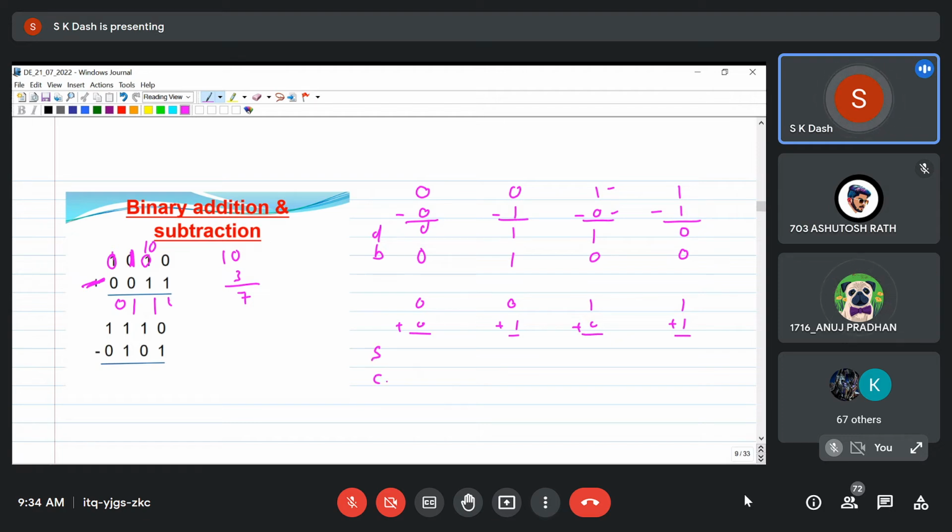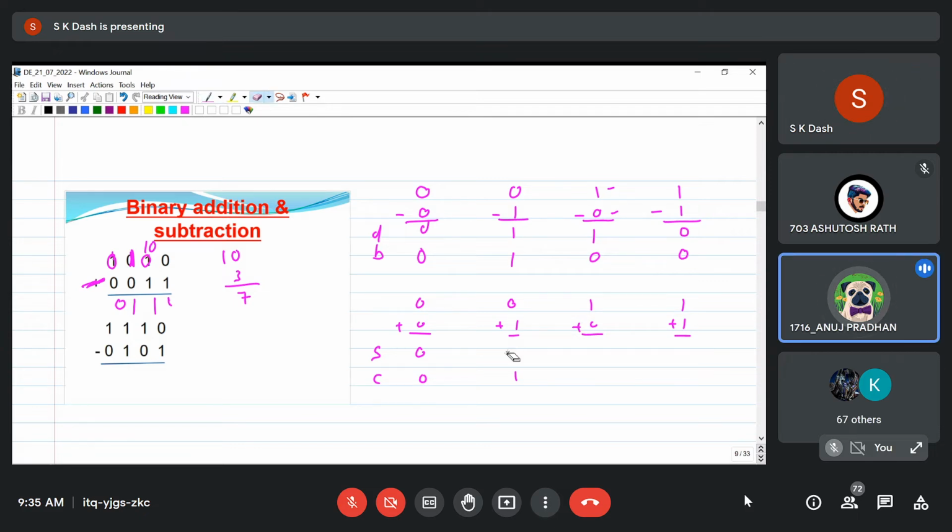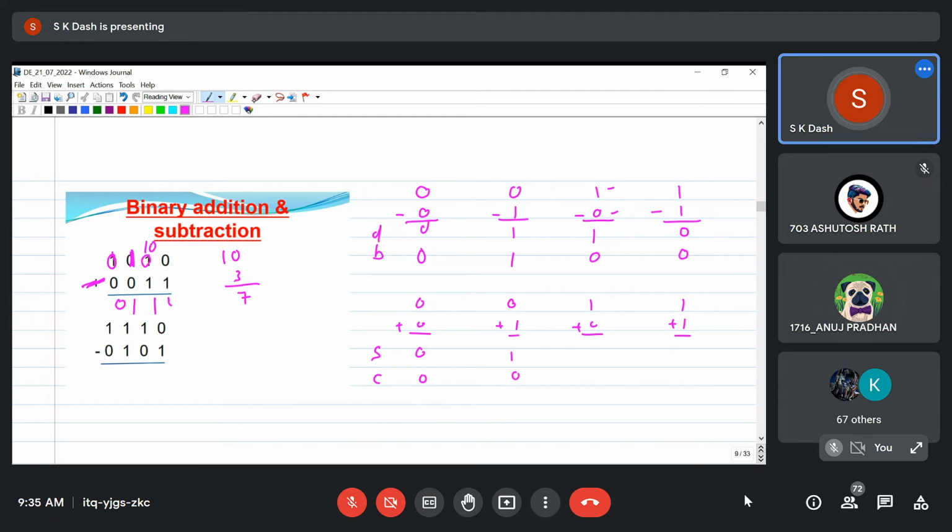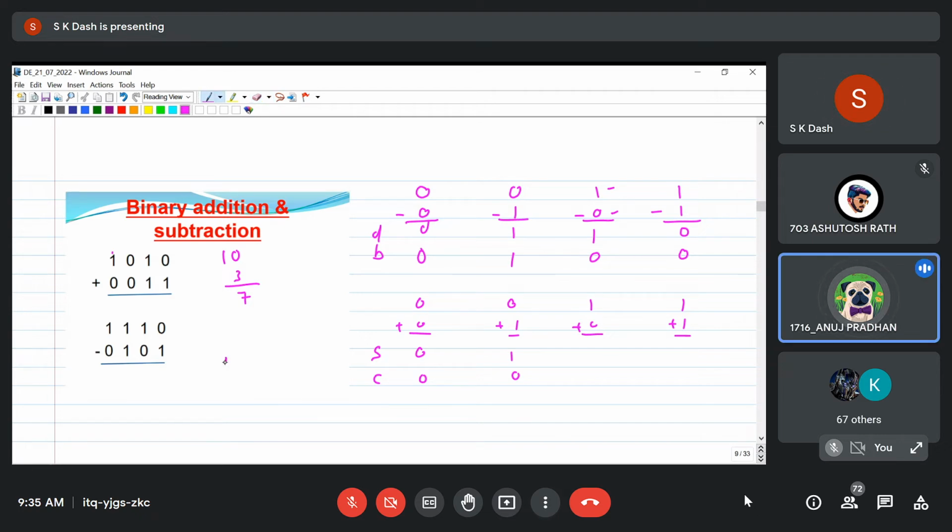So, sum, carry. Yes, so there is one doubt in addition. Yes, tell. So if in place of 1010 we had 1011, then what will be the result? In this example, yes, sir. Tell me two numbers: 1011 and 0011.